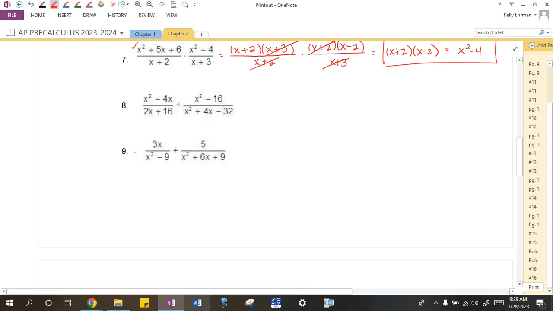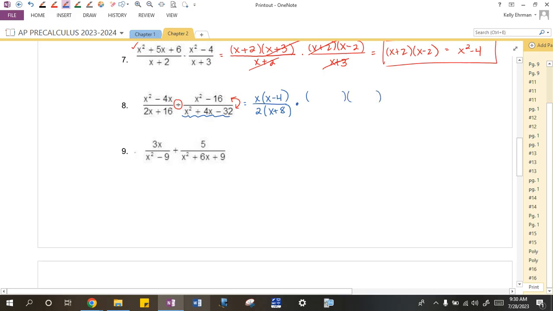Number 8 is division. So we're going to need to remember to flip or write the reciprocal of the second fraction. But first I'm going to start factoring the first one. So I can take an x out of x squared minus 4x. I can take a 2 out of 2x plus 16. Then I'm going to say multiplied by. Now this is what I'm about to factor up here.